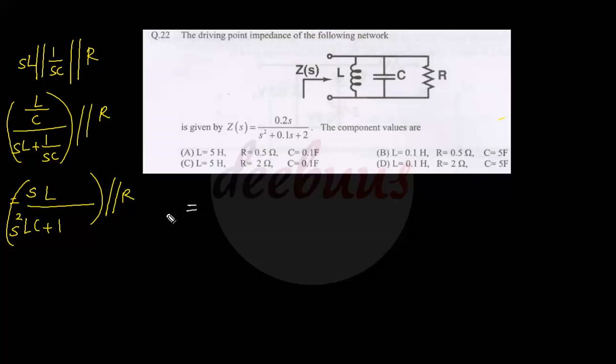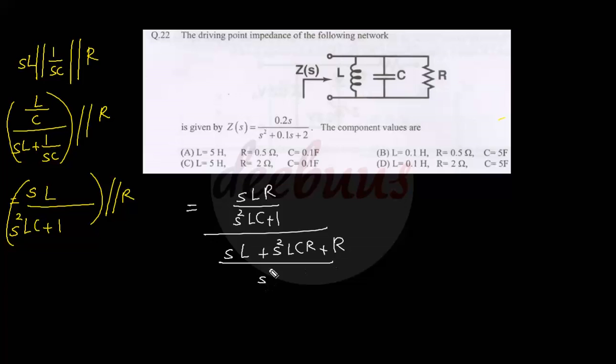Now taking the parallel combination of these two elements, SLR by S square LC plus 1 divided by SL plus S square LCR plus R, divided by S square LC plus 1. Cancelling S square LC plus 1, we obtain SLR divided by S square LCR plus SL plus R. Now checking the expressions, on the denominator side the coefficient of S square is just 1. So we have to again divide both numerator and denominator by LCR.